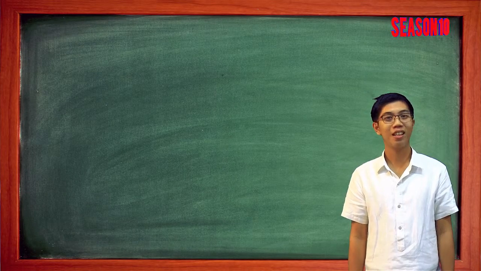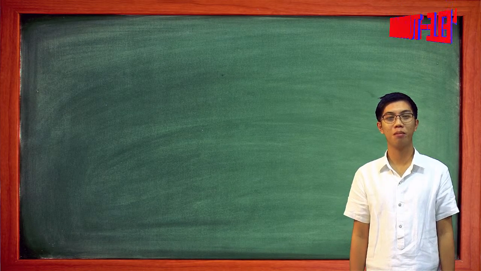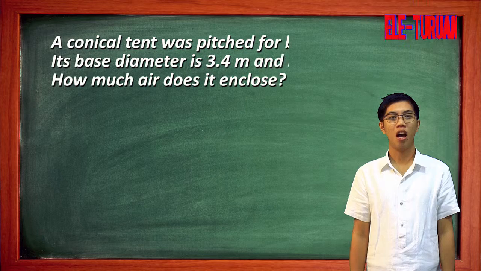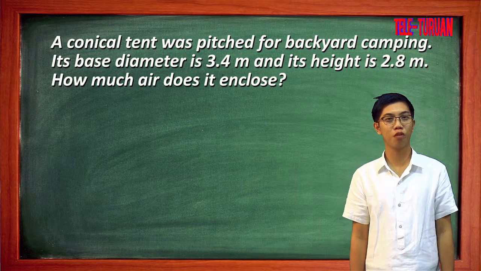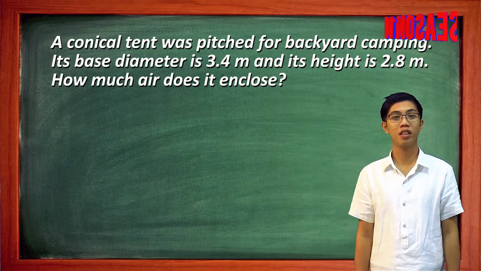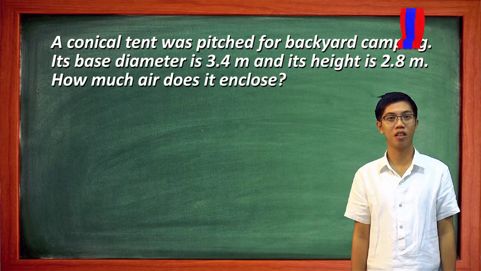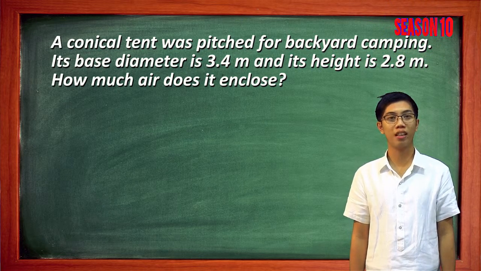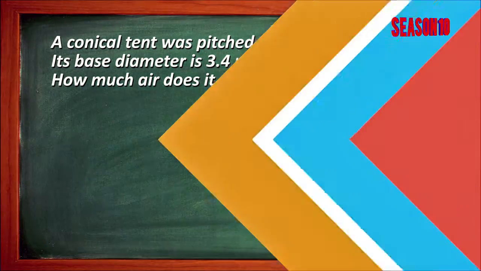And now, let us try to solve this mathematical problem. A conical tent was pitched for backyard camping. Its base diameter is 3 4/10 meters and its height is 2 8/10 meters. How much air does it enclose?